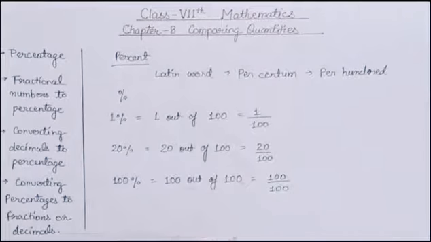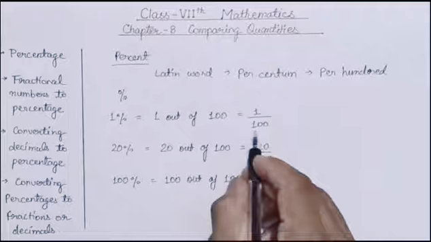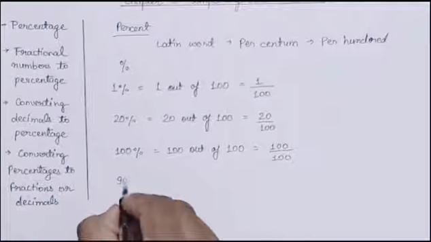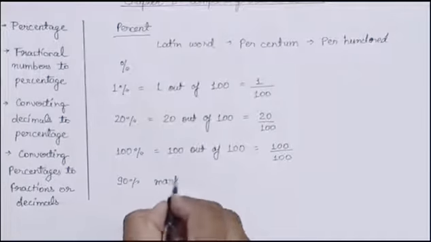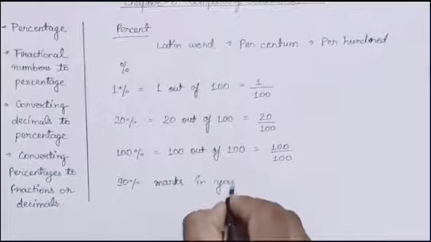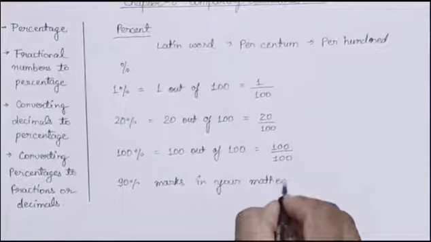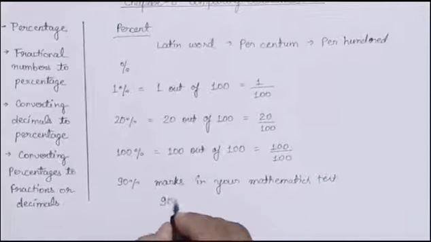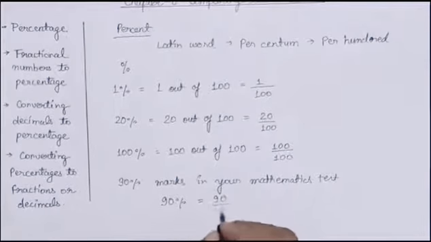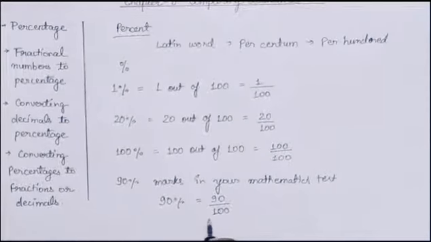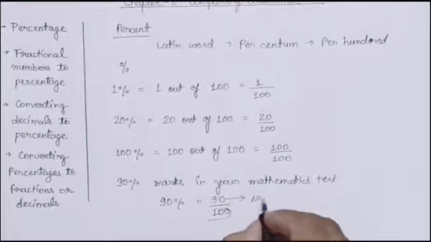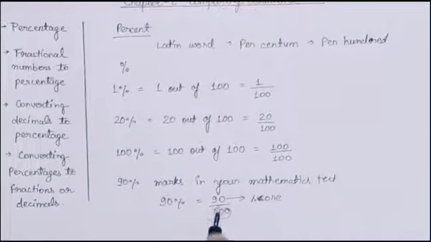Percent means that how much obtained out of 100. If I tell you, you scored 90% marks in your mathematics test, then what does it mean? It means that you can write 90% equals to 90 by 100. So it means if the test is of total 100 marks, then you score 90 marks. You score 90 marks out of 100. So this is the meaning of percentage.